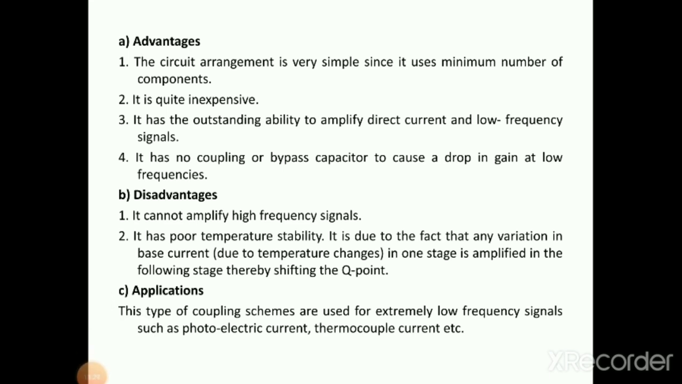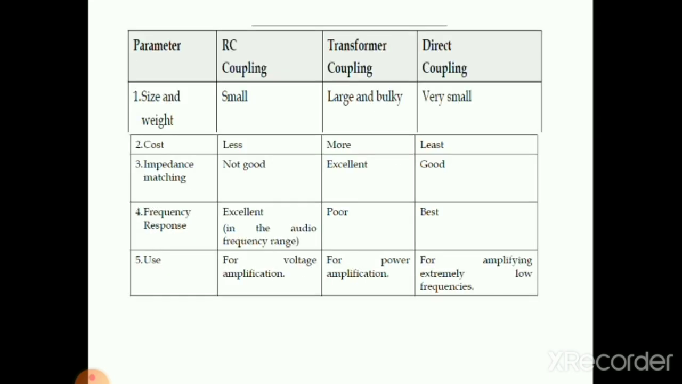So if there is an increase in base current due to temperature, it will be amplified and available at IC, that is the output current, thereby shifting the Q point, that is the stability point. Application: this type of coupling scheme is used for extremely low frequency signals such as photoelectric current and thermocouple current. So these are the typical applications of this direct coupled amplifier.